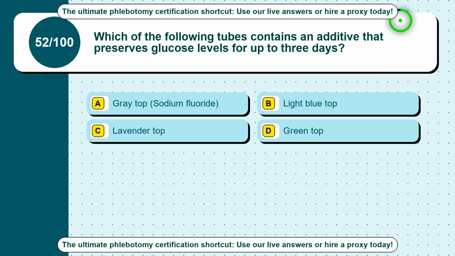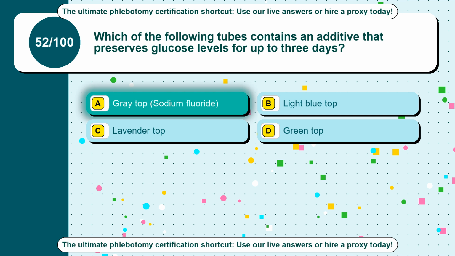Question 52. Which of the following tubes contains an additive that preserves glucose levels for up to 3 days? Option A, gray top, sodium fluoride. Option B, light blue top. Option C, lavender top. Option D, green top. The correct answer is option A, gray top, sodium fluoride.